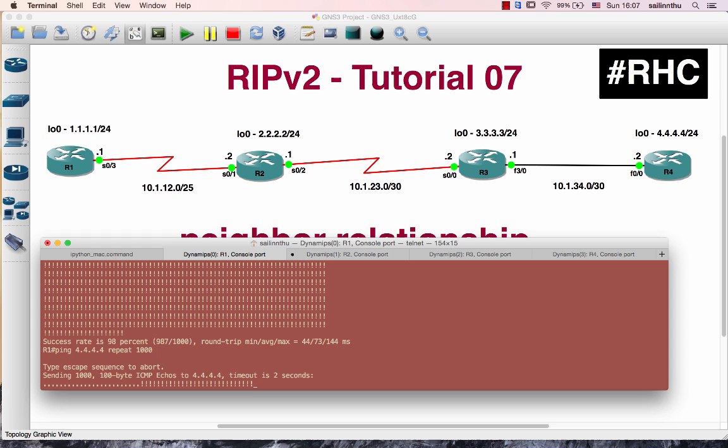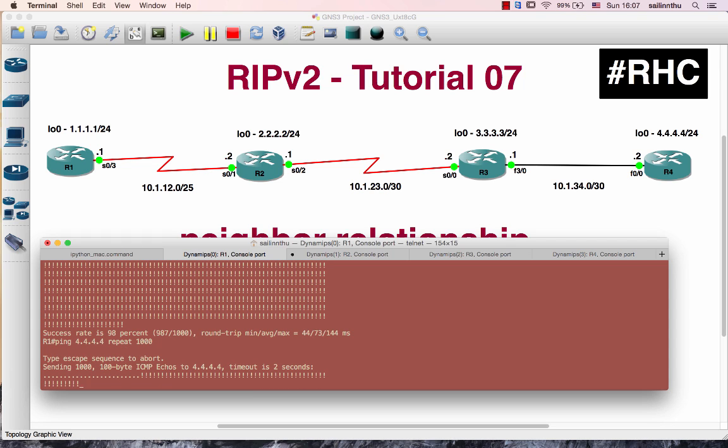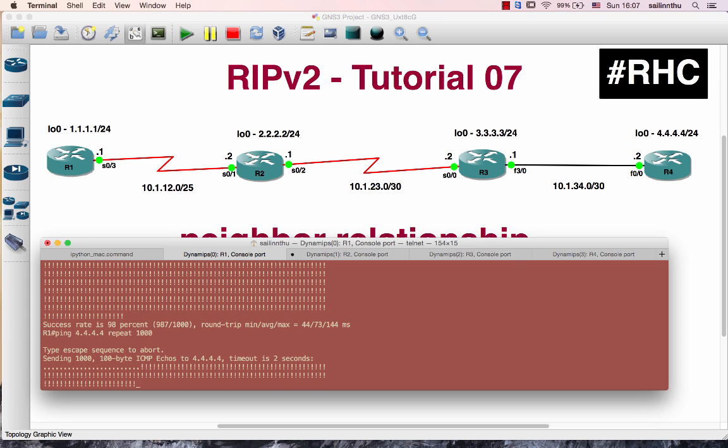Okay, that's when our neighbor relationship goes down. RIP, EIGRP, OSPF, same concept, the neighbor relationship concept. Okay, all right.